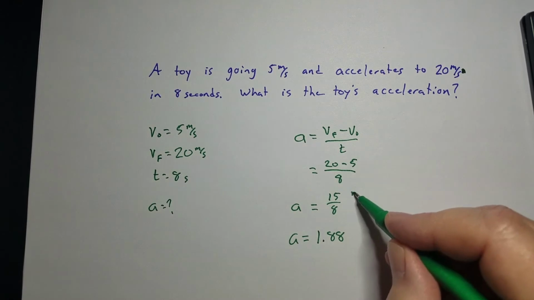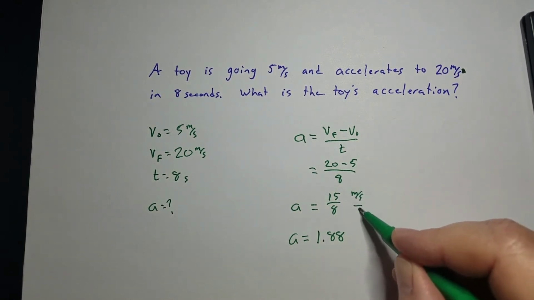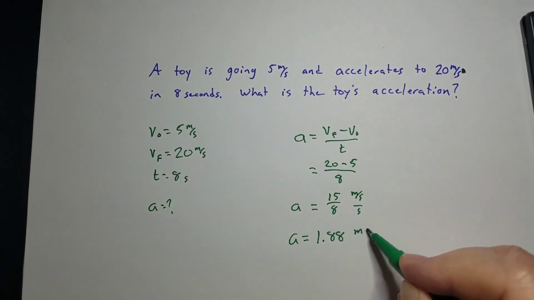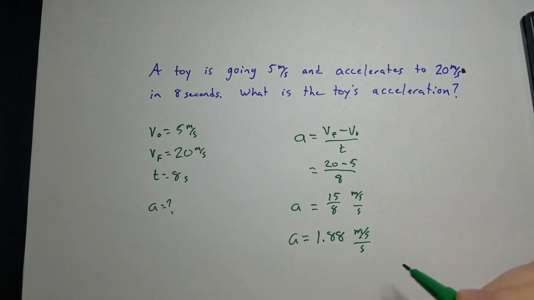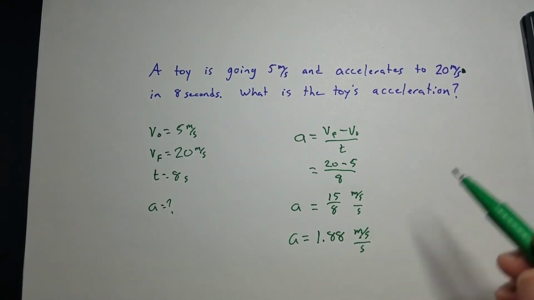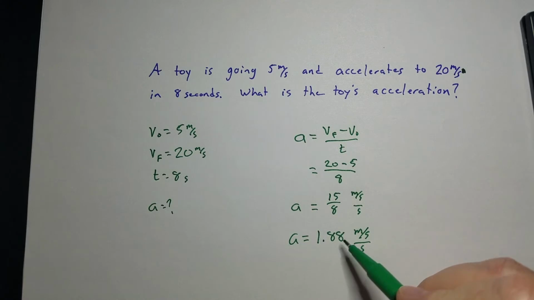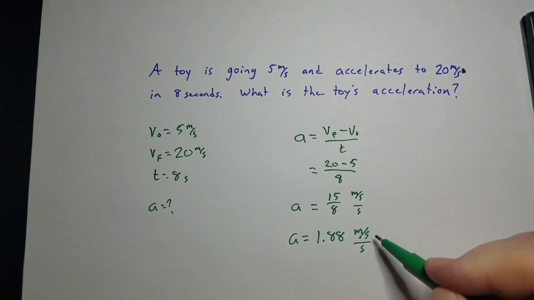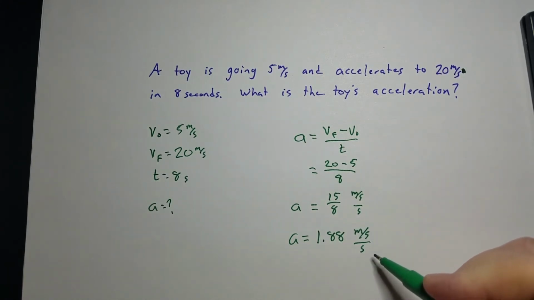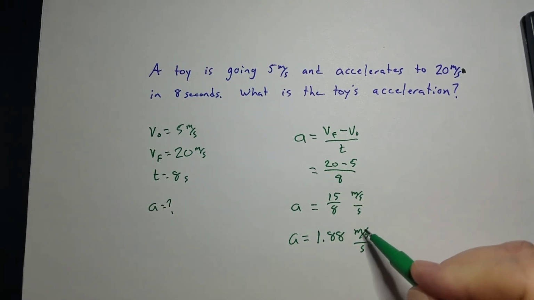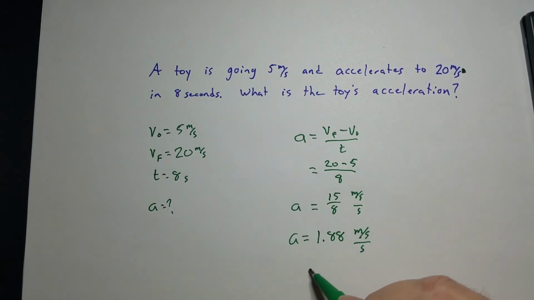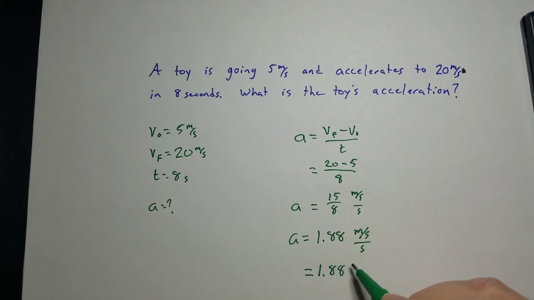Well, the top's in meters per second. The bottom's in seconds. So that's meters per second per second. So this toy will speed up 1.88 meters per second for every second of acceleration. The problem is, math people freak out when you see a fraction inside of a fraction. They don't really like that. So it turns out we end up having to write it this way.